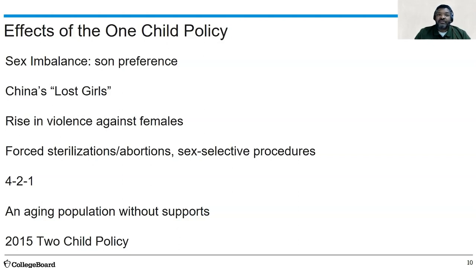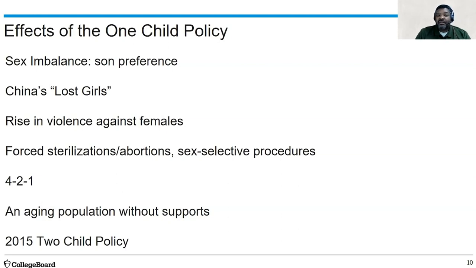This has also led to a concept that many geographers and demographers call 4-2-1, where you have 4 grandparents, 2 parents, and 1 child. This has led to increased pressure on that one child to A, get good grades in school, and B, go to a great university, and C, get a great job. Because now they have to not only support themselves, but they're supporting their parents and in turn supporting their grandparents. This has led to China also having an aging population without supports, as they're having fewer and fewer children. There are not enough workers to put more money into the system to take care of their senior citizens.